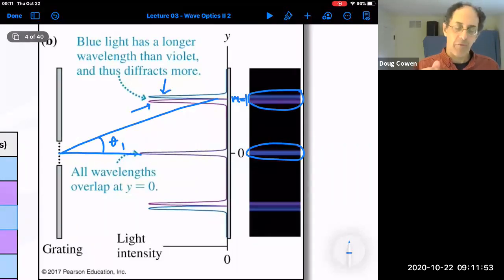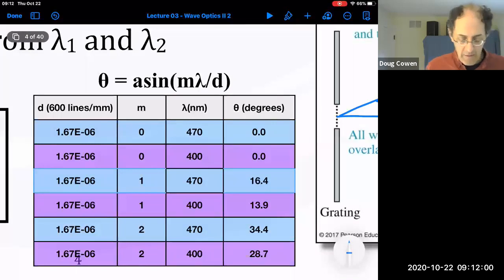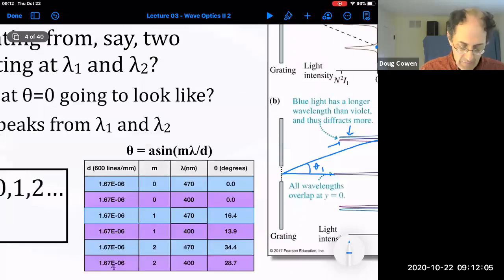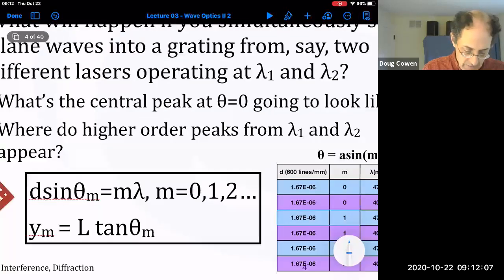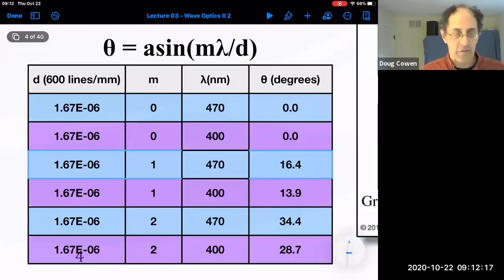And you can see that they're separated now. And that's one of the advantages of diffraction gratings and what it allows you to do. I put together this little table where I basically just solved this equation for theta sub m. So I assume some value for d, which is the spacing between the gratings. If it's 600 lines per millimeter, you just take the inverse of that to figure out that the spacing is 1.67 times 10 to the minus 6.